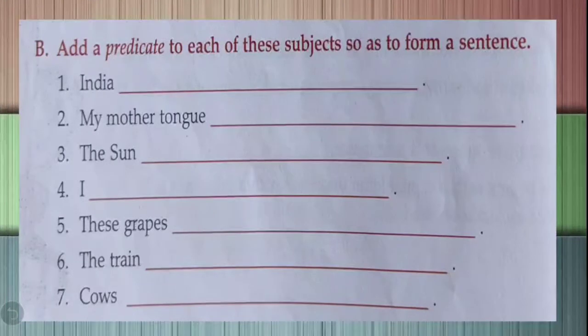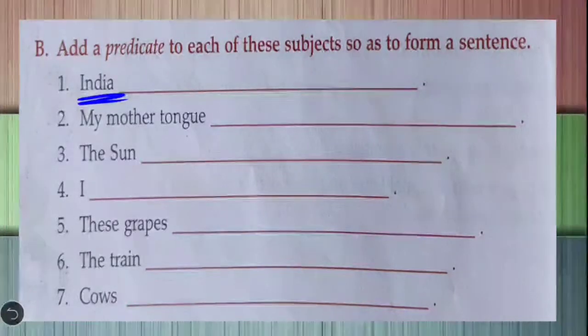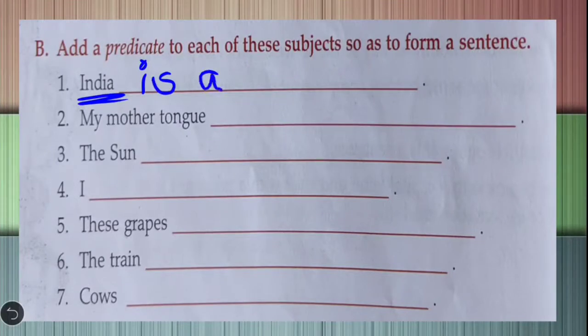Now let's see another exercise. Add a predicate to each of these subjects so as to form a sentence. Here only the subject is given to you, so you have to write the predicate. Subject is already given to you. Now you can make any sentence. Whatever I will write is not final. Now look here, India. You can write India is my country. You can write India is a great country. Anything. Here you write India is a great country.